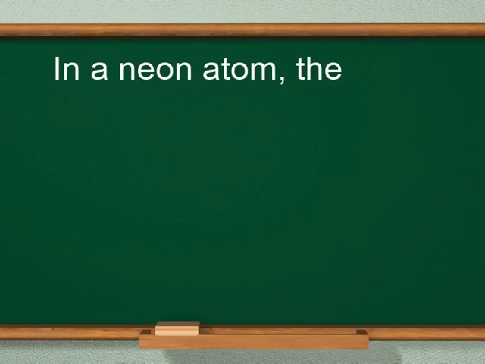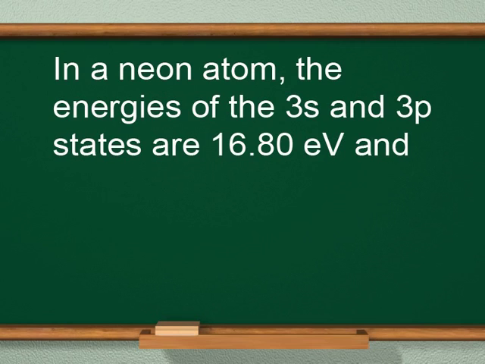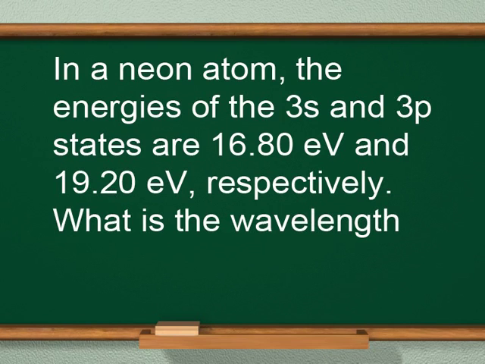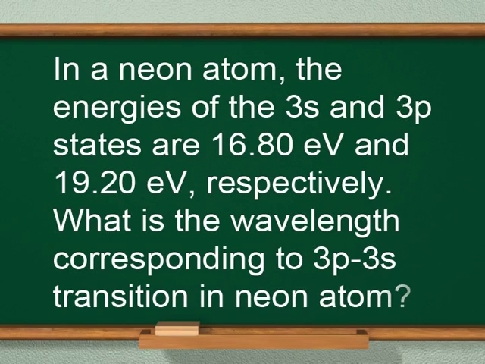In a neon atom, the energies of the 3s and 3p states are 16.80 electron volt and 19.20 electron volt respectively. What is the wavelength corresponding to 3p-3s transition in the neon atom?